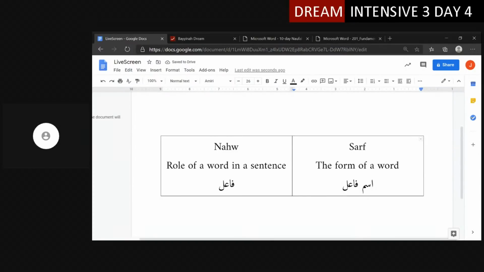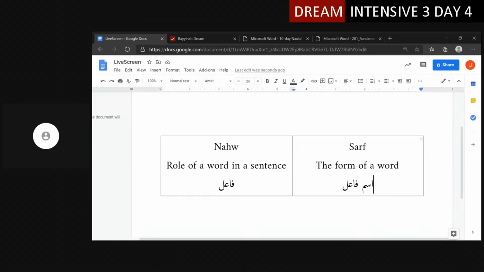Again, fa'il is the role of a word in a sentence. Ism fa'il is the form of a word. These are completely separate things. So a word can be an ism fa'il, but that's just the form. Like a word can be past tense. It can be a past tense fi'l. That's its form. It can be a present tense fi'l. That's its form. It can be a masdar. That's its form. It can be an ism fa'il.